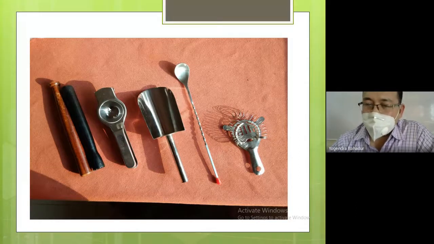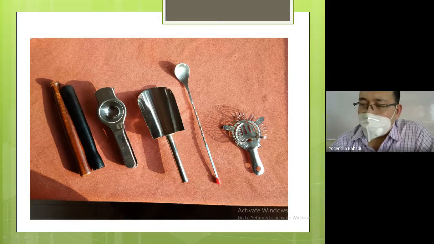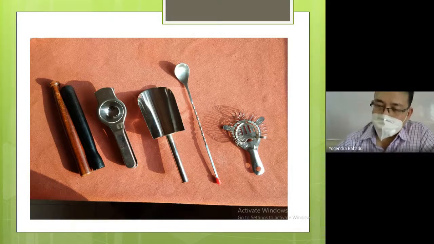Next to the muddler, we have the lemon squeezer. Next to it, we have the ice scooper, the ice cube scooper, not the ice cream one. And next to it, we have the bar spoon, and next to it we have the Hawthorne strainer.